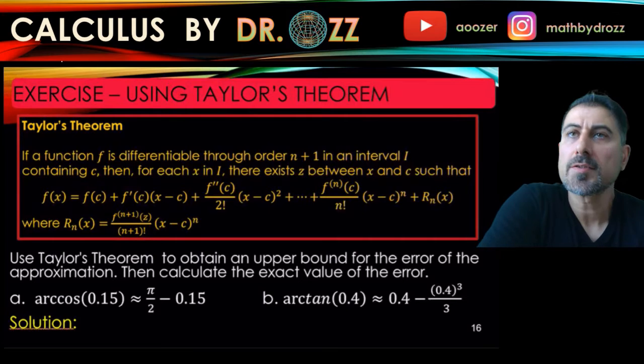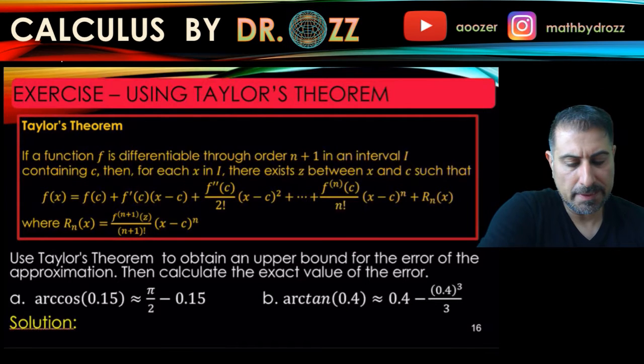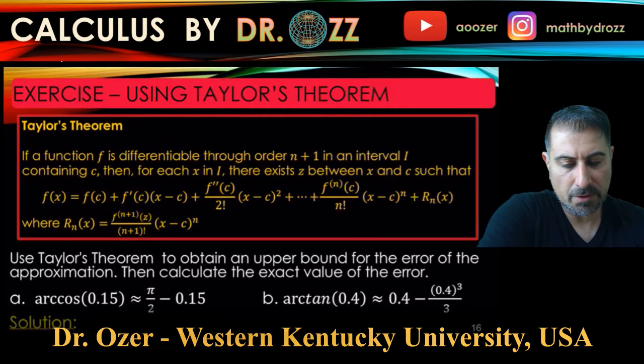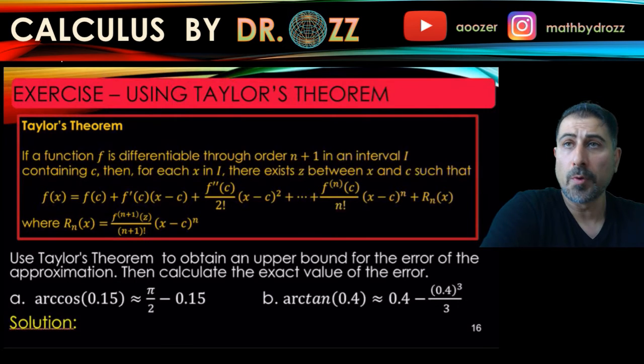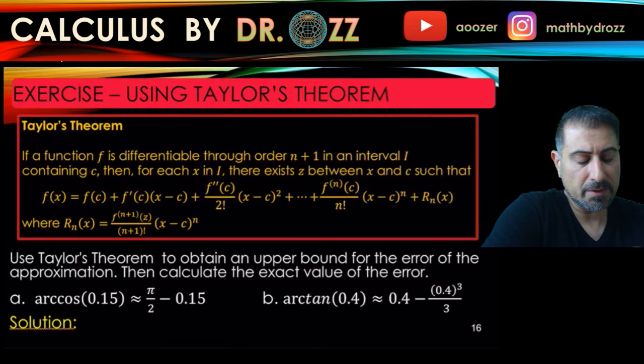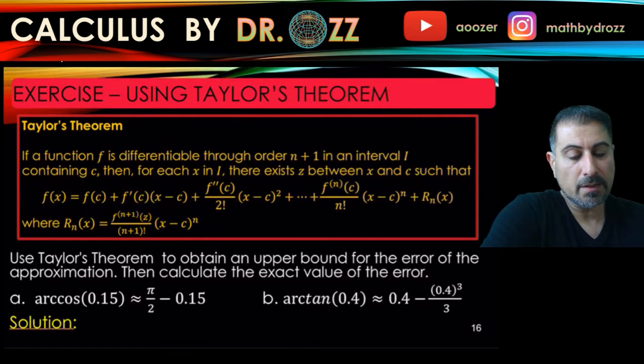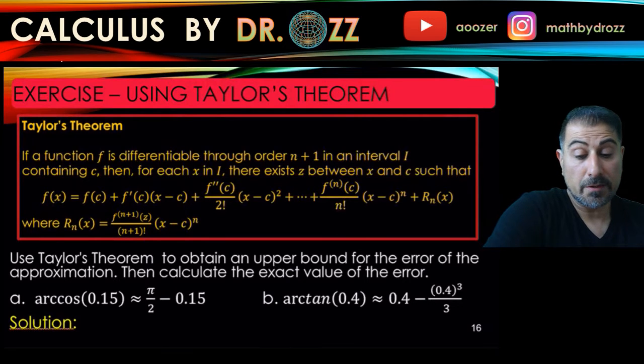All right, let's revisit the Taylor theorem. But before doing that, these are approximations of the values of arc cosine and arctan. In particular, arc cosine 0.15 is approximated by its Taylor polynomial, and same with arctan 0.4. So let's look at Taylor's theorem carefully.